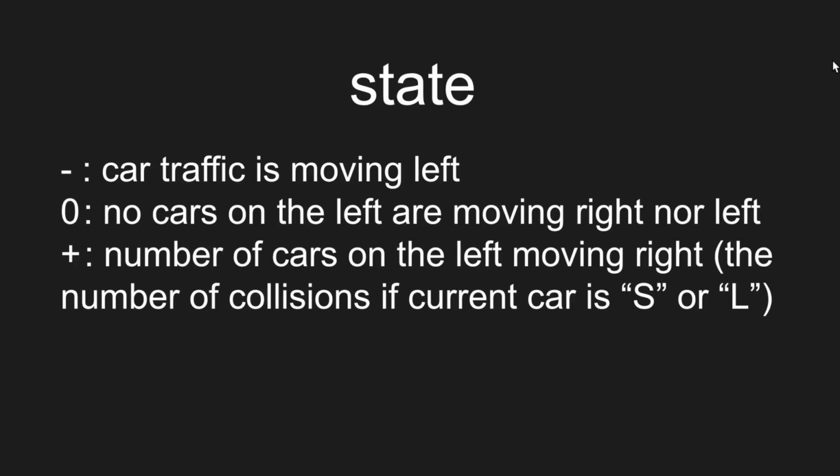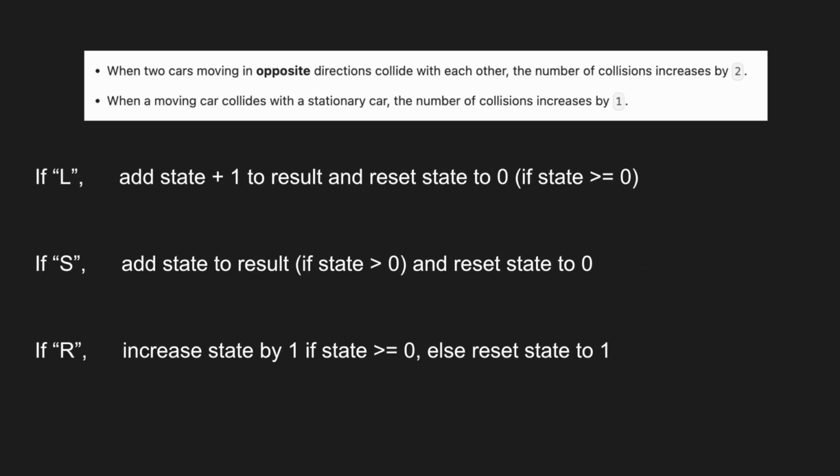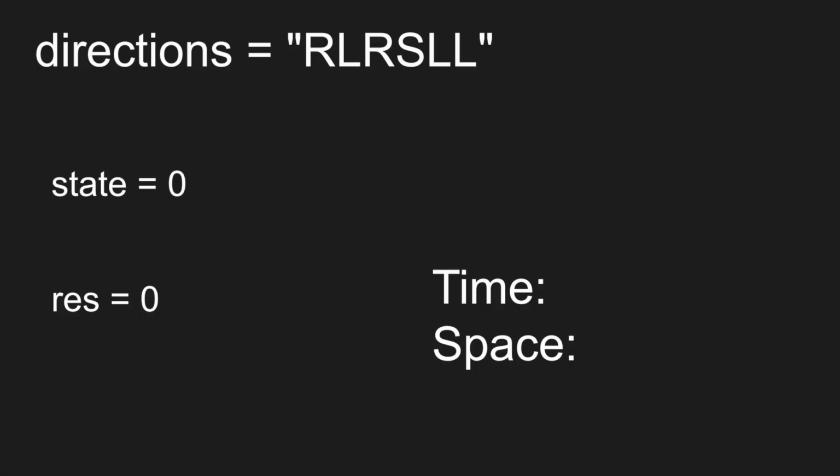So to solve this problem, we will be using a variable called state. If state is a negative number, then that means the car traffic is moving left. If state is 0, it means no cars on the left are moving right nor left, meaning the traffic on the left would be in a staying position. And if state is a positive number, then state represents the number of cars on the left moving right. So in other words, it would be the number of collisions if the current car is staying or moving left.